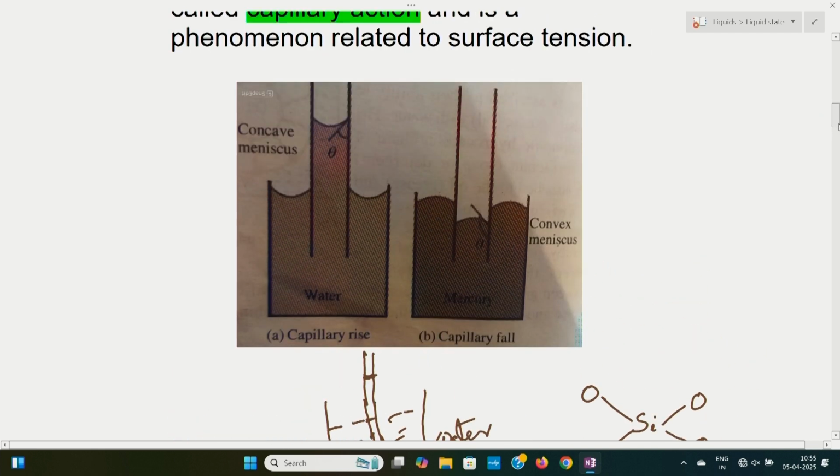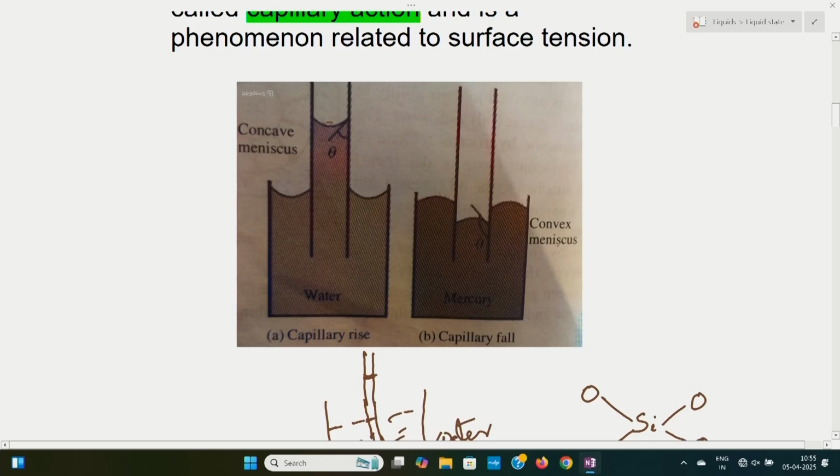I will explain once again. When water is in contact with the glass tube, what will happen? The adhesive force between the glass and the water is higher than the cohesive force of the water molecules. Because of that, the capillary rise happens. Capillary rise means that because of these strong adhesive forces, the water from the beaker will adhere into the capillary tube, and the water in the capillary tube will increase.